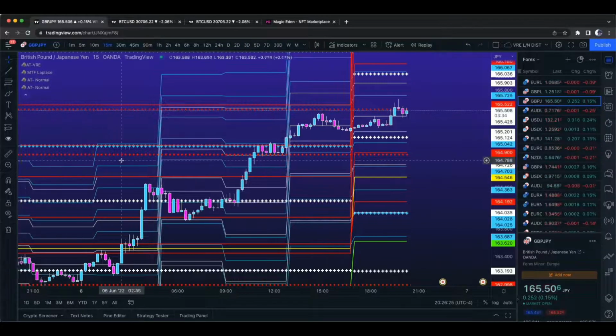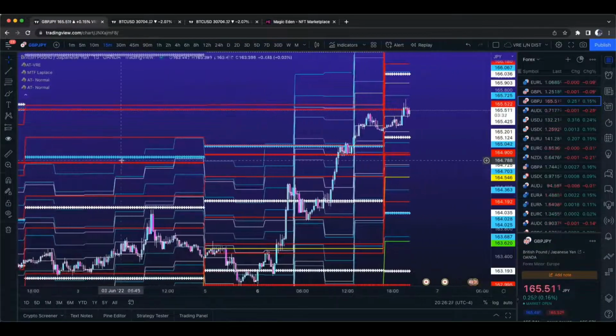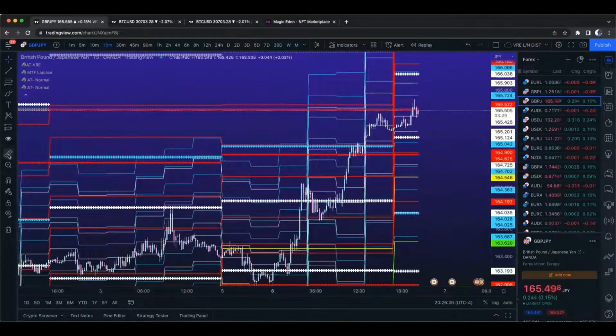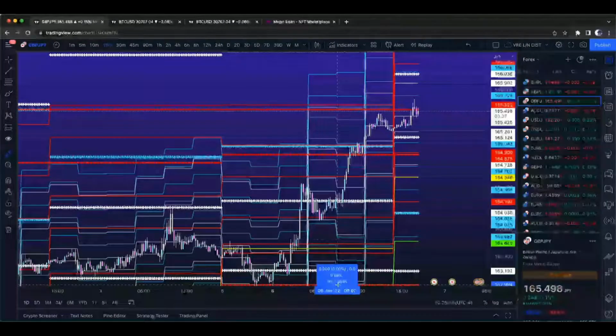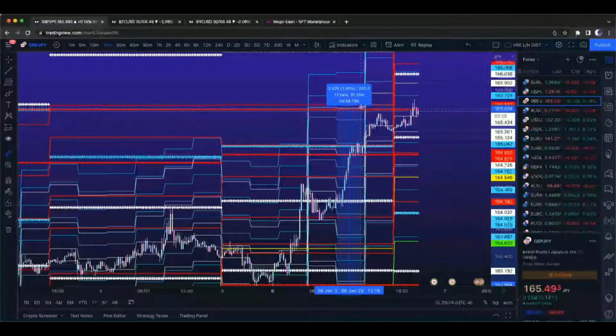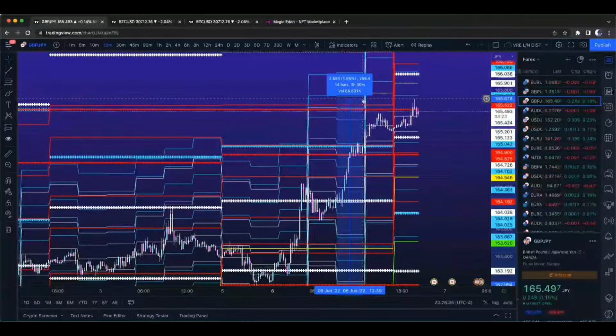Well, I tell you what, look at pound yen, man. What a great trade that was. How much was this total? Now, you get my fucking point?